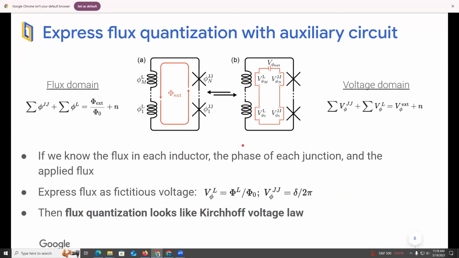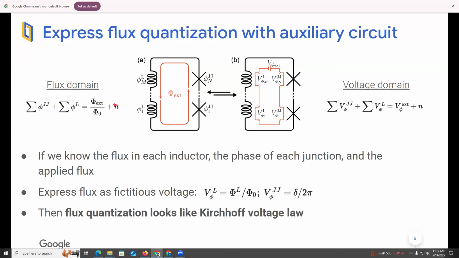So how do you make a circuit solver understand flux quantization? If we're looking at a loop of superconducting devices, maybe some inductors, maybe some Josephson junctions, we can write the condition for flux quantization. It's basically the sum of all the phases of all the junctions, plus the sum of all the fluxes on all the inductors. That has to equal the externally applied flux plus some integer constant.